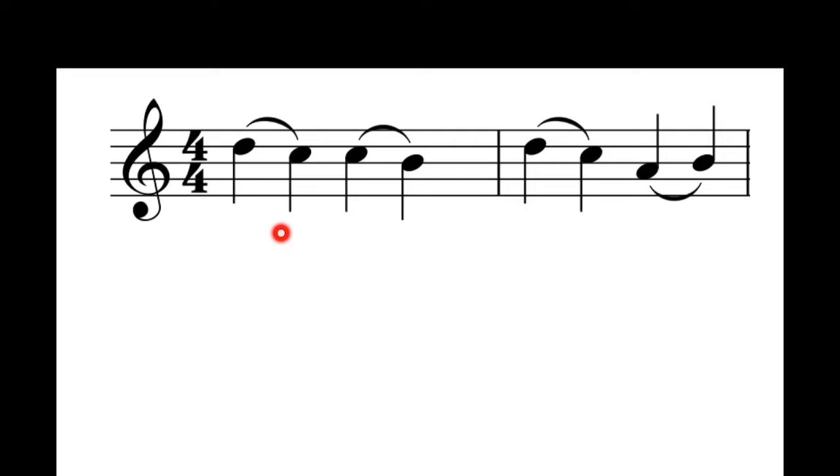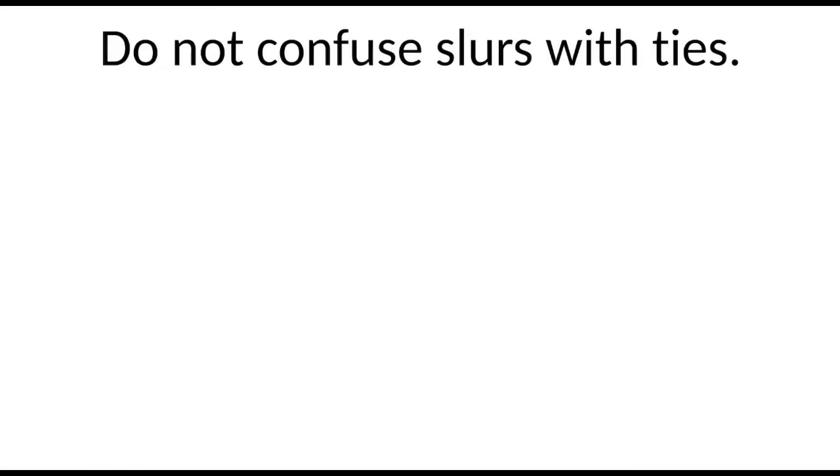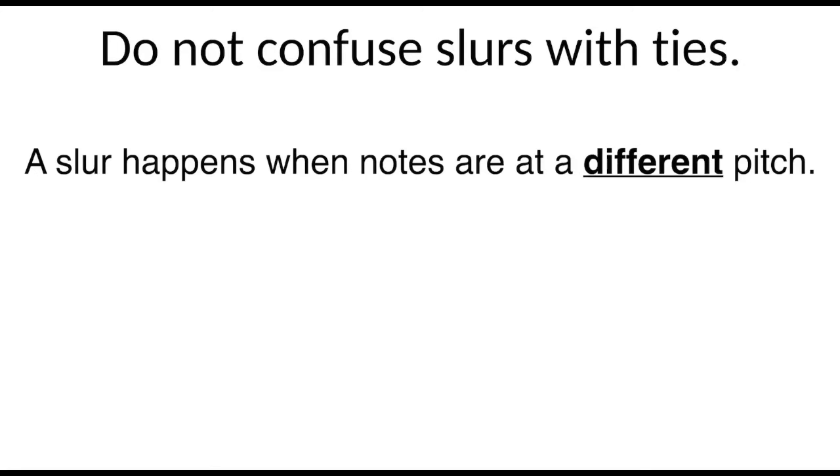So you wouldn't have a break in between that. Maybe have a little break in here, and here, and here, but these notes are a team. Likewise, these two, these two, these two. So these symbols are slurs. Important to remember though that slurs happen when notes are at a different pitch.